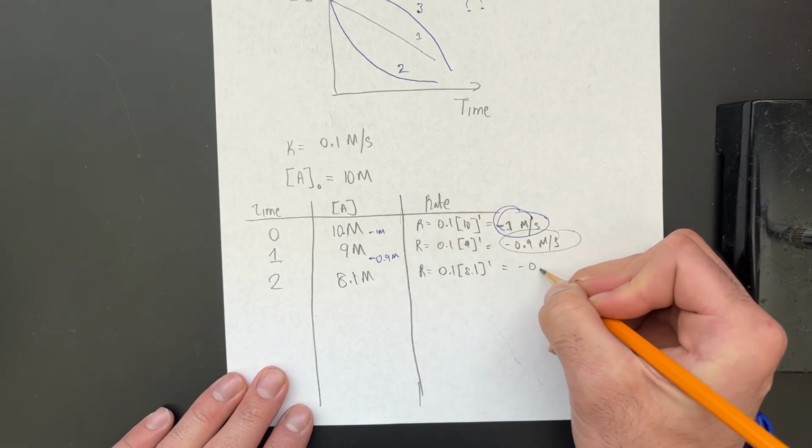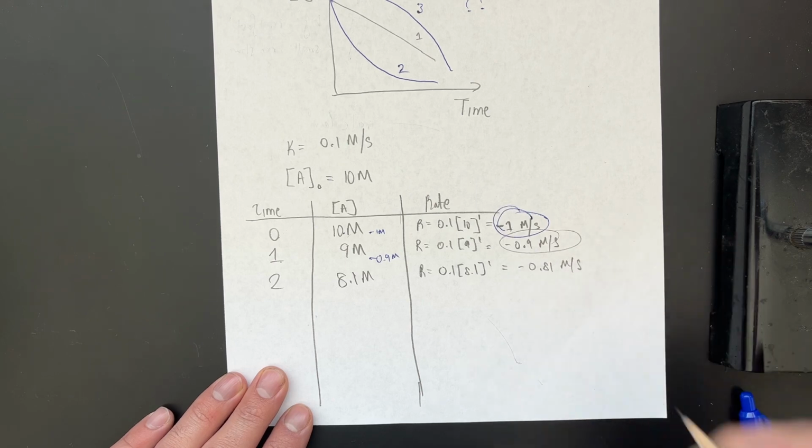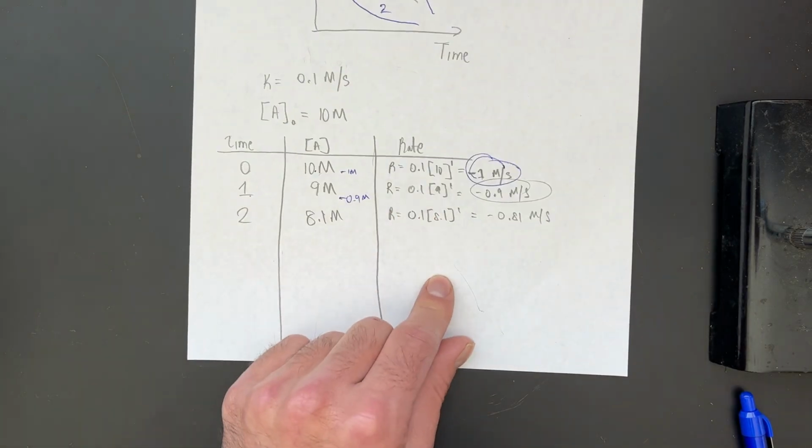And then similarly, we are now going to be at 0.081 molarity per second. And what we see is that our rate is decreasing over time, and that makes sense, right?